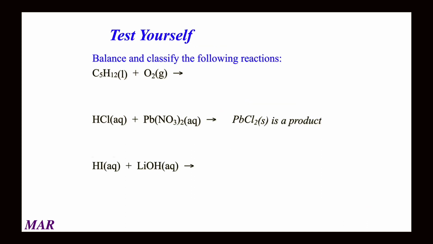So let's test ourselves. Let's figure out what kind of reactions these are, and then classify what they are. So the first one, you can see you've got C5H12 and O2 coming together. Well, probably this isn't too hard to figure out. This is going to be a combustion reaction, and the products will be CO2 and water. Now, all of the carbon goes to CO2, all the hydrogen goes to water. Try to balance oxygen at the very end.